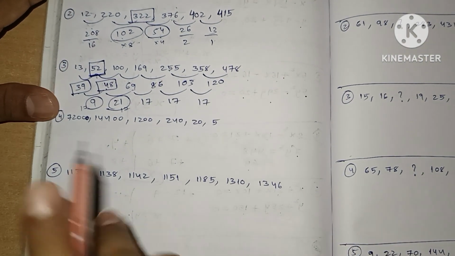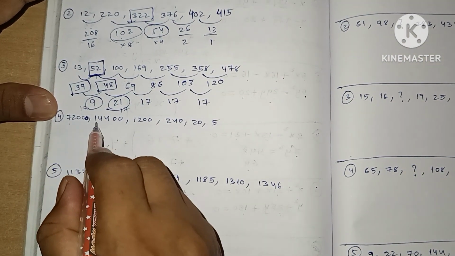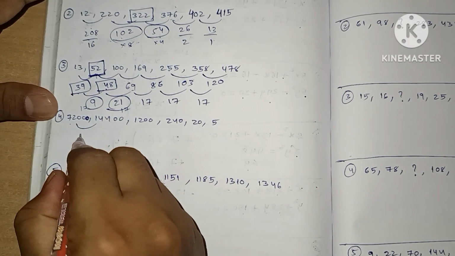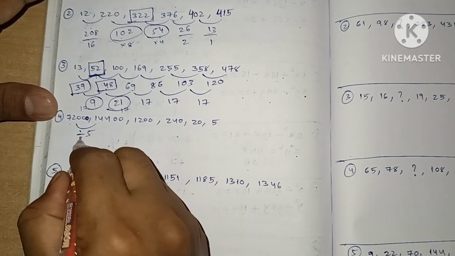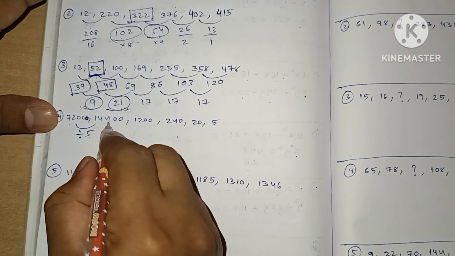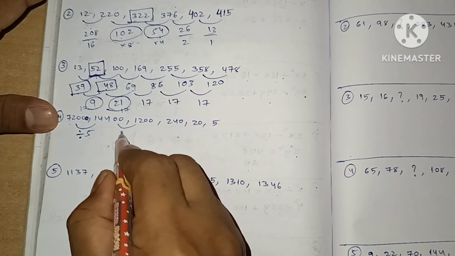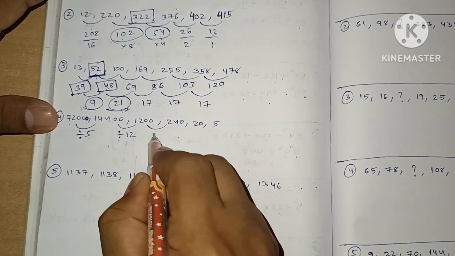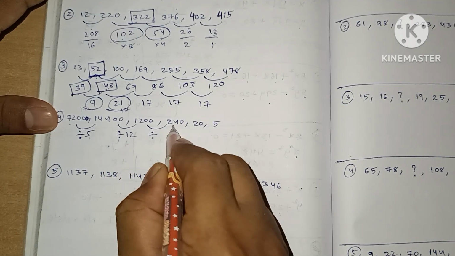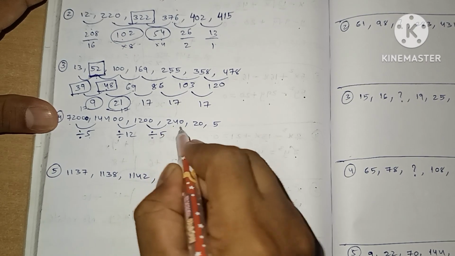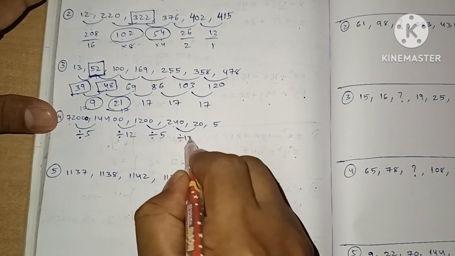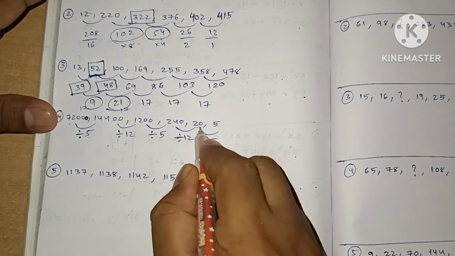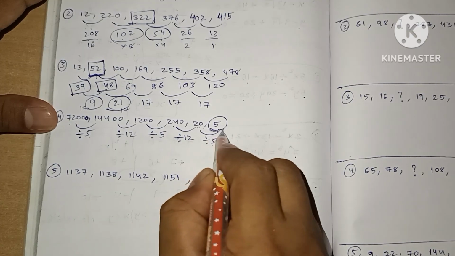Let's see the fourth question. Here 72 becomes 144, and here we have 3 zeros and here we have 2 zeros. So it is divided by 5 times. By dividing 5 times we get 144, and here 144 becomes 12, means divided by 12. 1200 divided by 5 times we get 240. So it must be divided by 12 times. We get 20. Okay, the next one must be divided by 5. 20 divided by 5 will be 4, not 5. So our wrong number is 5.